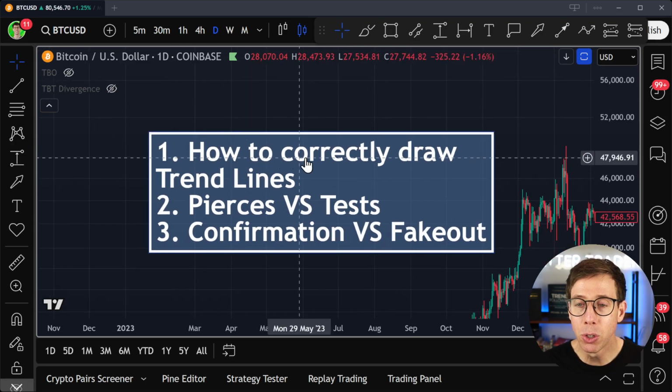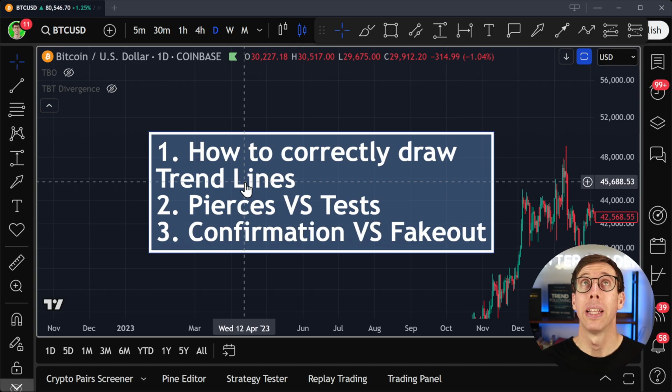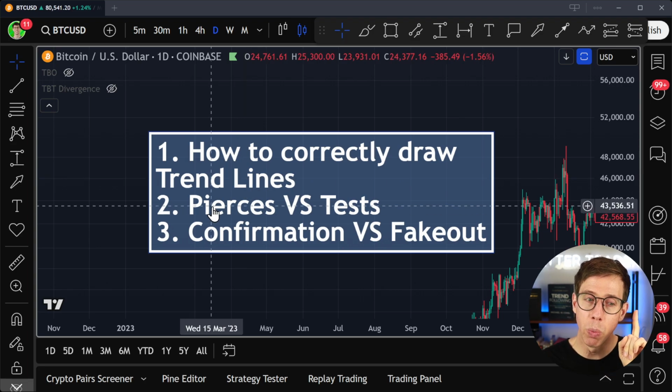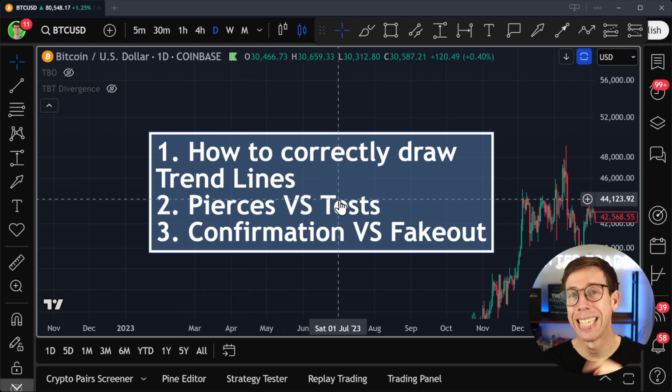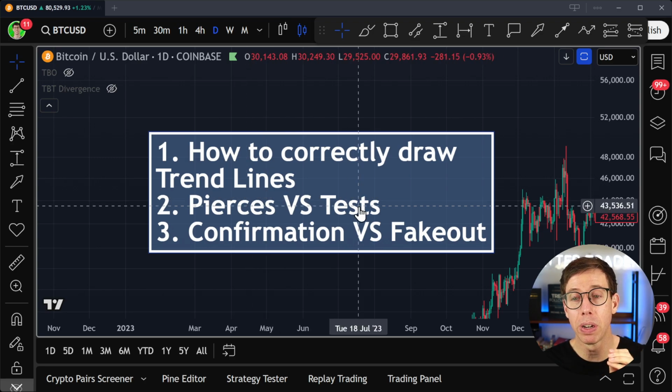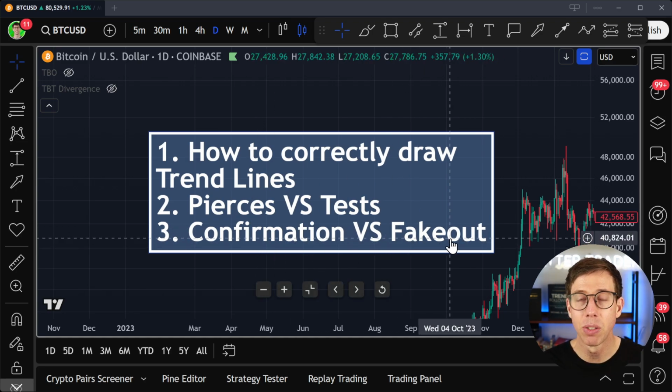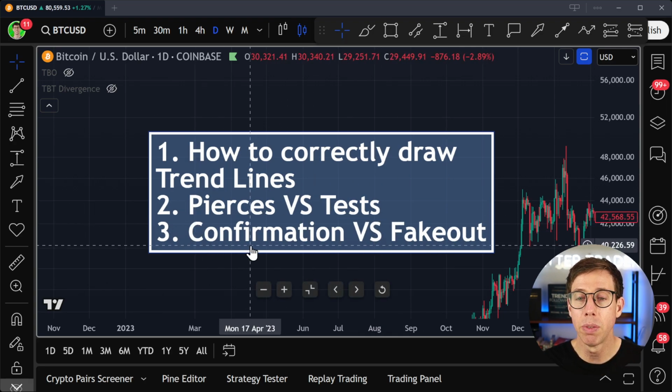We need to know how to correctly draw trend lines, and we use the pivot highs or the pivot lows. We want to focus on the wicks. We want to know that there's a difference between pierces and tests. Pierces are much more severe compared to a test. There's a difference between confirmation and fake outs. Fake outs are going to get a lot of those people that are antsy and ready to get into a trade or get out of a trade, forcing them to market buy or market sell into the position, out of the position too early, where we really want to wait for confirmation, and confirmation comes after 3 days. And this is how I approach drawing trend lines.